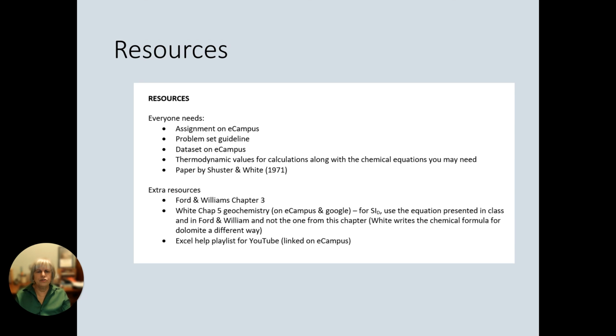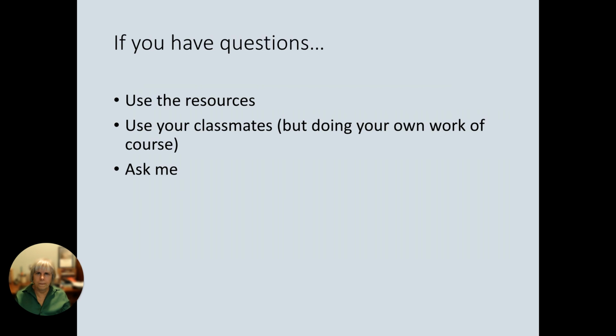However, do not use the chemical equation for dolomite saturation index from Will White. He uses a different form of the chemical equation for dolomite, and so his calculation's a little bit different. It's correct. It's just different than what we've been doing. And also make use of that playlist on YouTube. If you've never written an equation in Excel, go to that YouTube playlist and that'll help you out. So if you have questions, we've got lots of resources there. Go have a look at those, see if that helps.